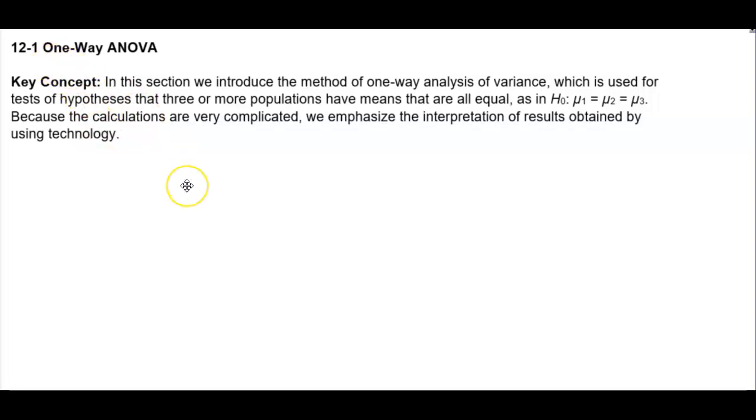Section 12.1, One-Way ANOVA, Key Concept. In this section, we introduce the method of one-way analysis of variance, which is used for tests of hypotheses that three or more populations have means that are all equal, as in the null hypothesis being population mean 1 is equal to population mean 2, which is equal to population mean 3. Because the calculations are very complicated, we emphasize the interpretation of results obtained by using technology.